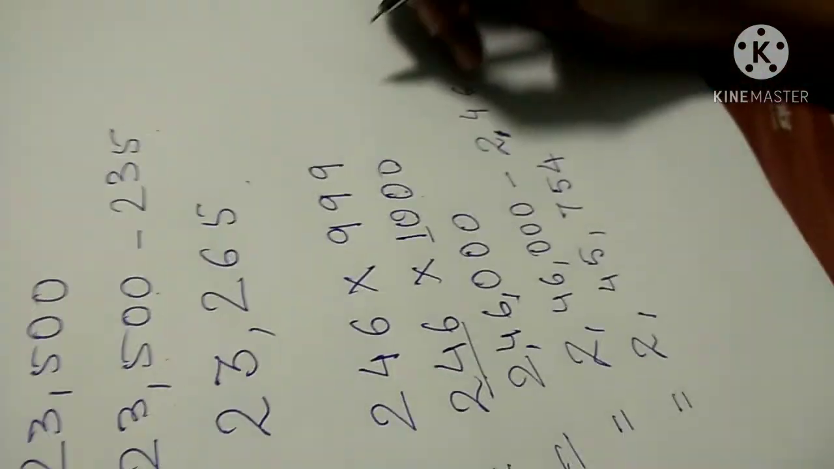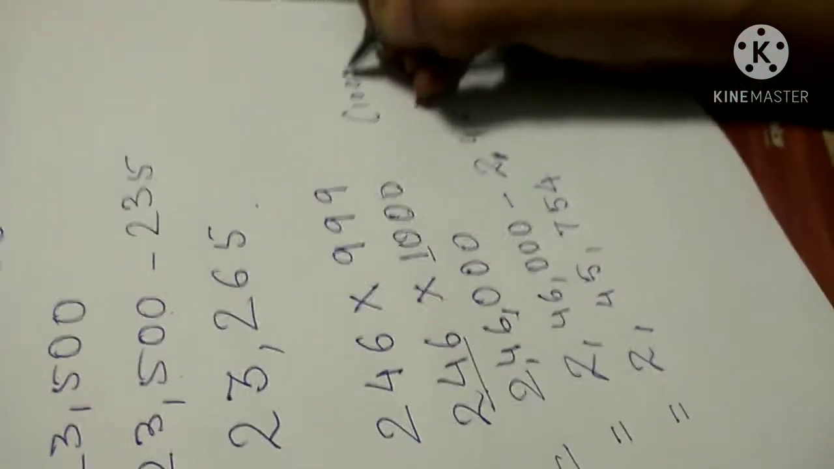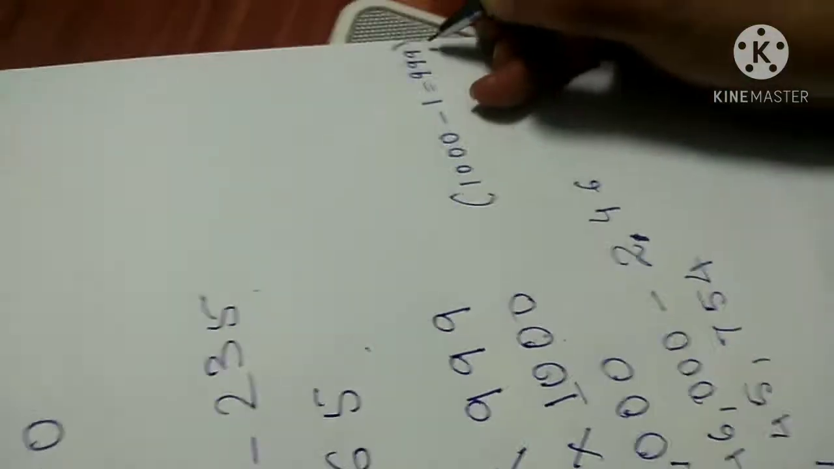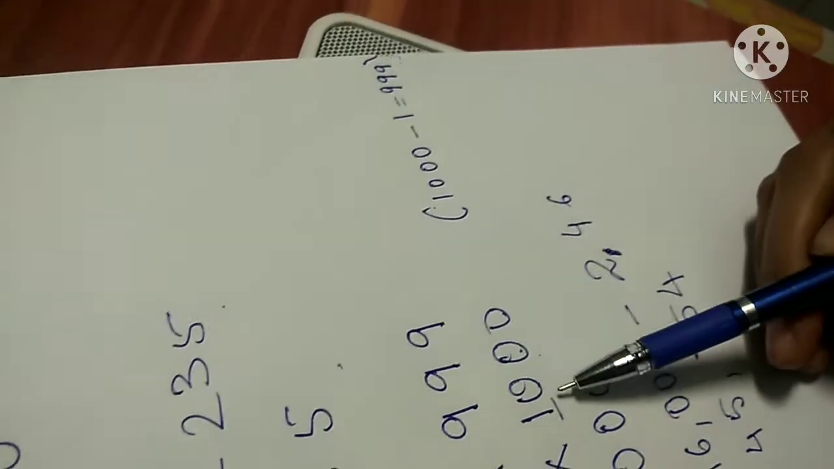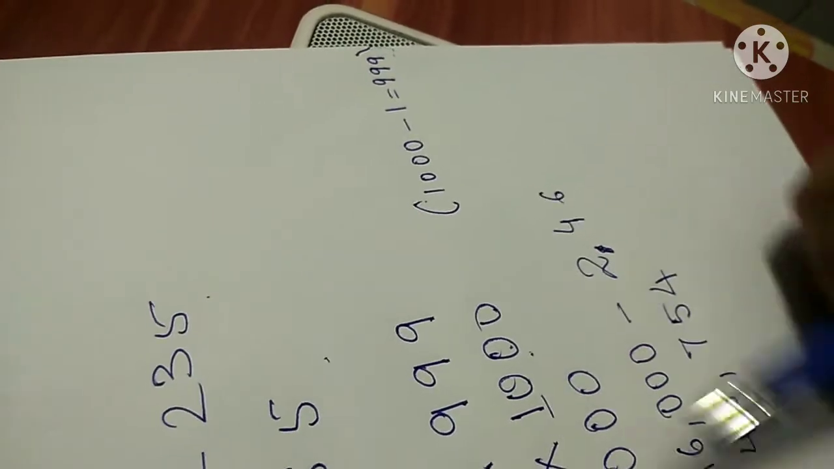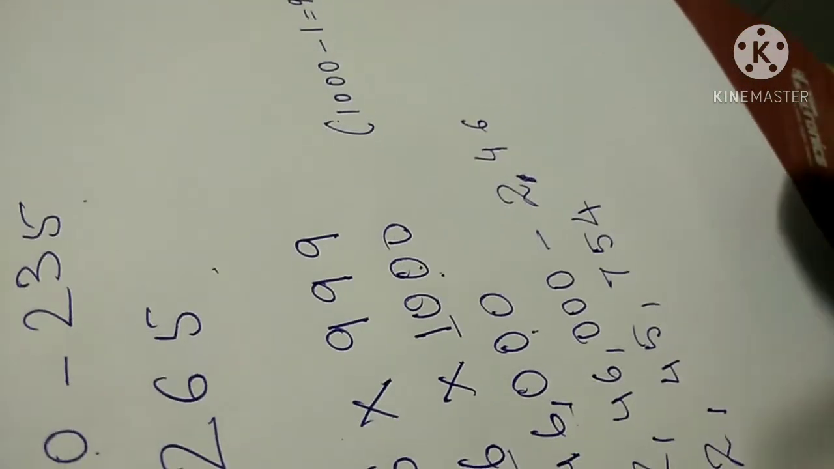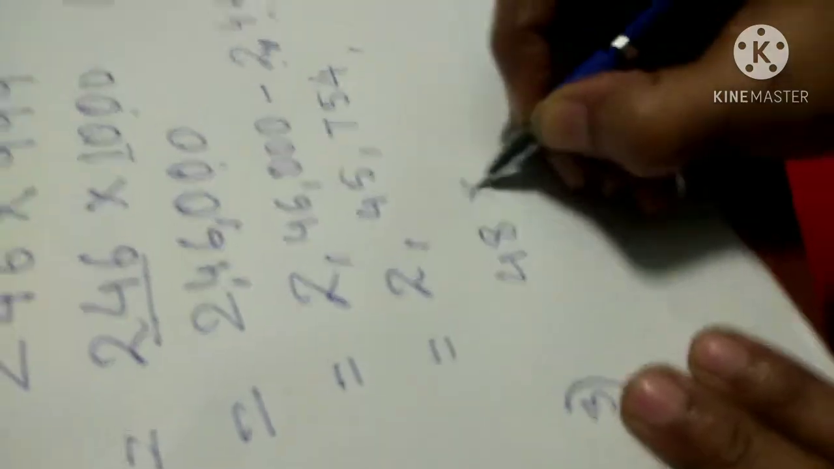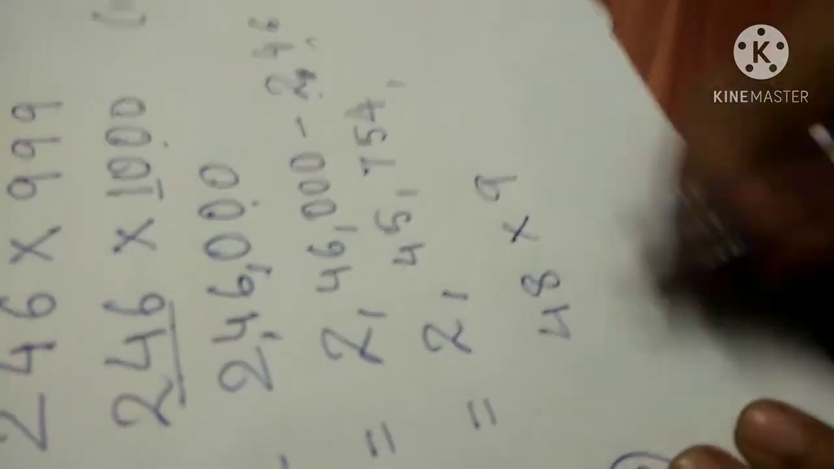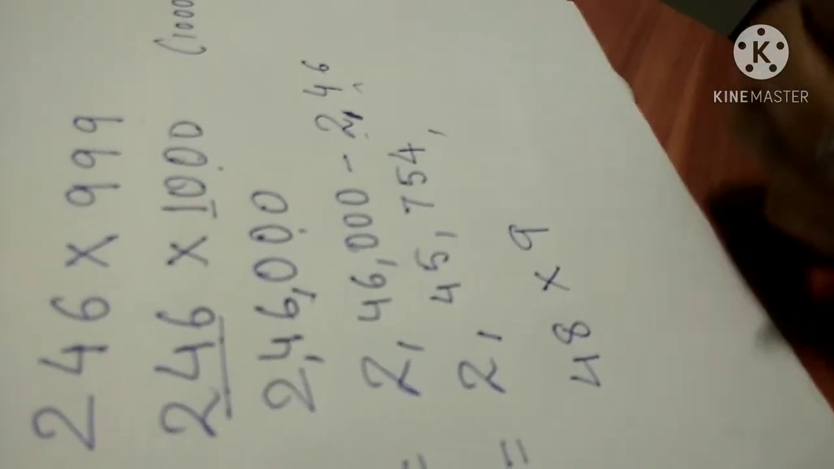Now why have I followed this trick? Because children, 1000 minus 1 is equal to 999. So first I multiplied the number by 1000 to get an answer, and then I subtracted the same number from the answer. You can immediately solve this particular multiplication.